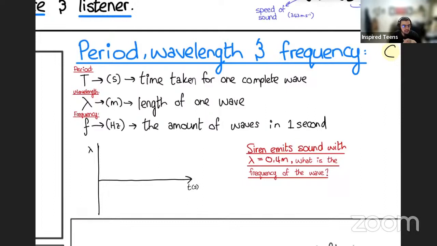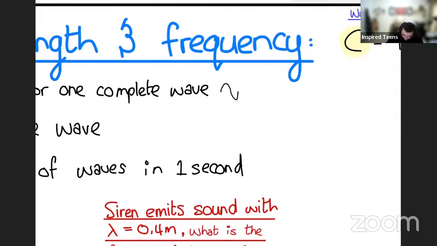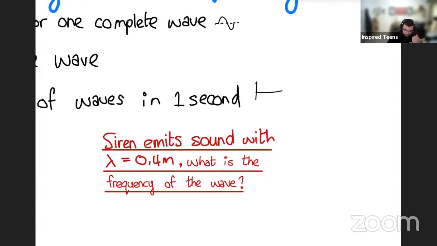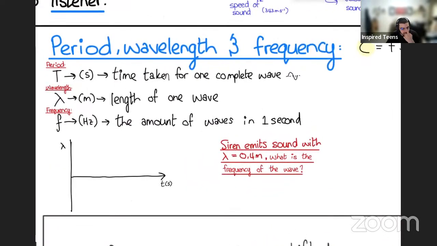Let's look at the difference quickly between frequency and period. Period is the time taken for one complete wave. So one complete wave looks like this. However, frequency is the amount of waves in 1 second. So in 1 second, how many waves? You could have 50 waves in 1 second, you could have 2 waves, or 1 wave in 1 second. But period is just telling us the total time for one complete wave.